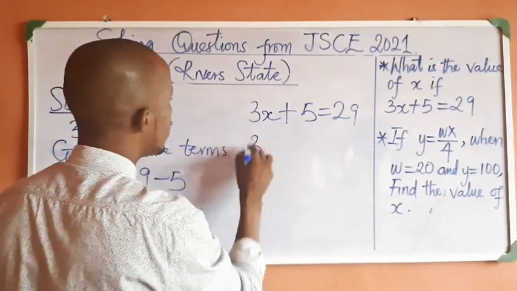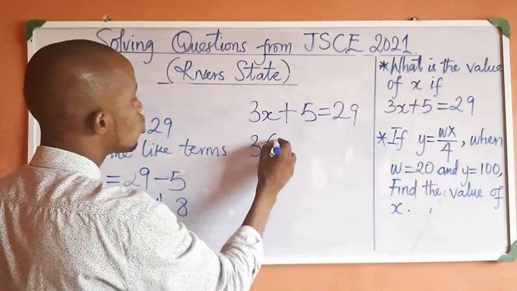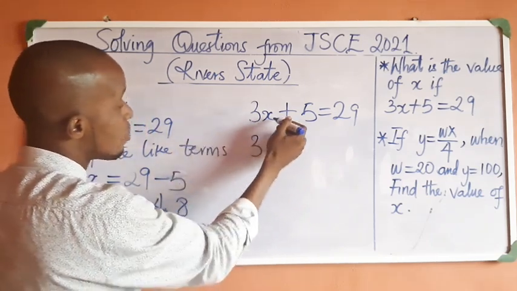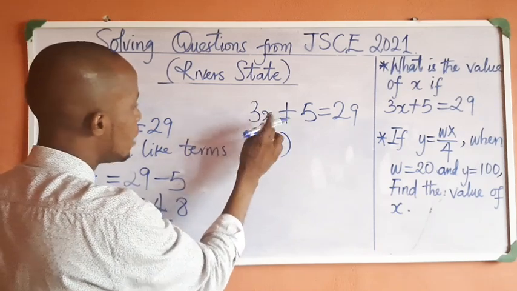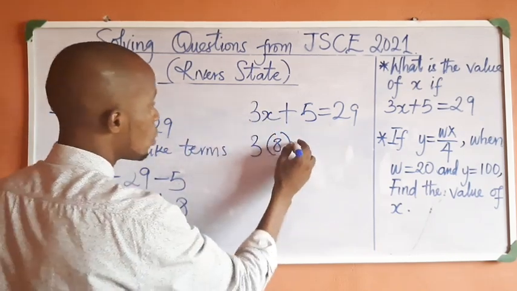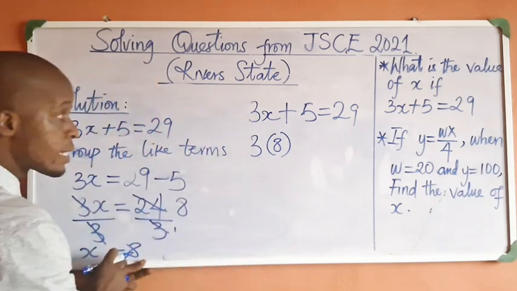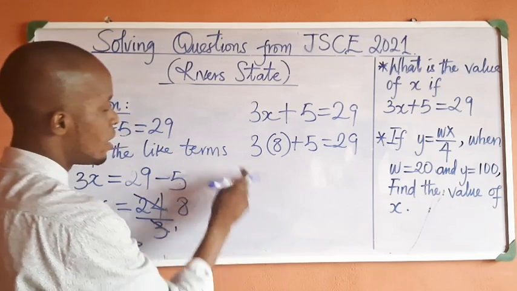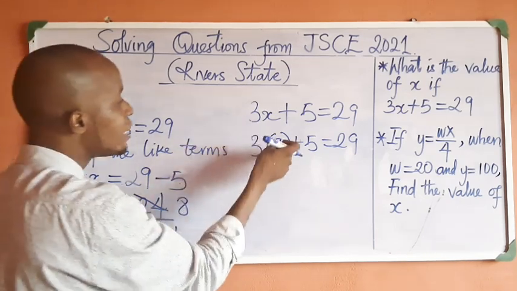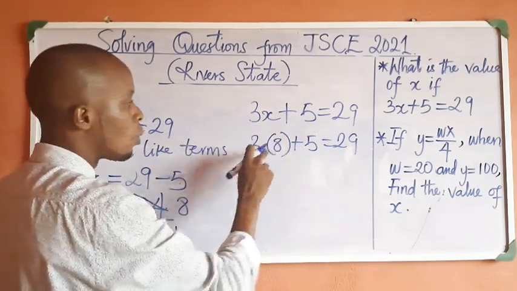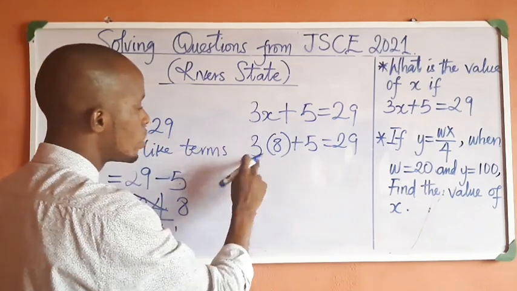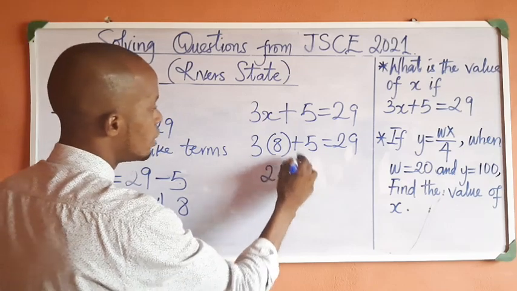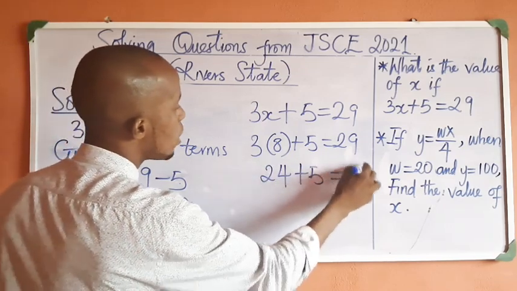Okay, this is 3, and now I see x, I'm changing it to 8. Of course, if a number and a letter are written together, there is a separation between them, and that separation is multiplication. Okay, so I've changed the x to 8, that is the value of x, plus 5 equals 29. If I have a number outside and a number inside the bracket close to each other, what am I supposed to do? What I should do is to multiply. 3 times 8 is 24. Then plus 5 equals 29.